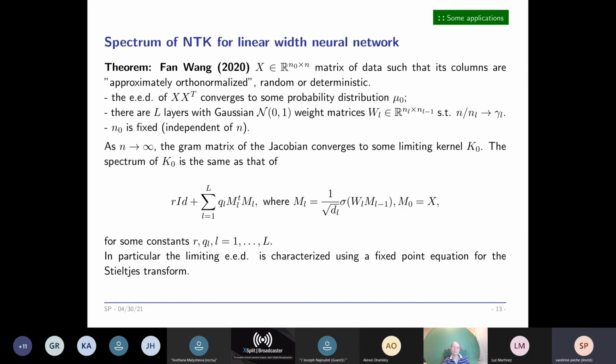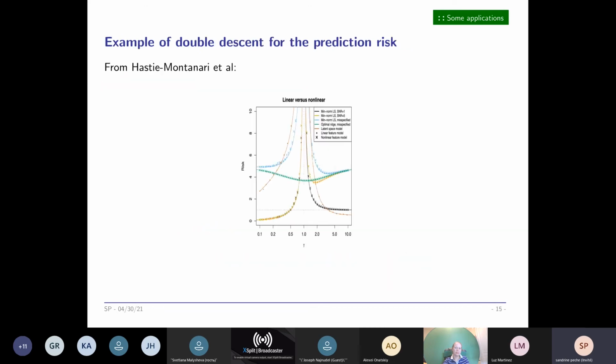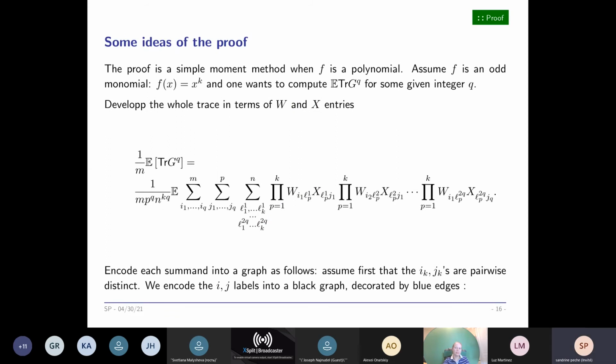So, so far, this is all we can do about this particular regime, right? The sample size is linear with respect to the network width. We can describe the limiting kernel just from the spectral point of view, but this is quite interesting. I will just skip the next two slides because I won't have the time to explain them.